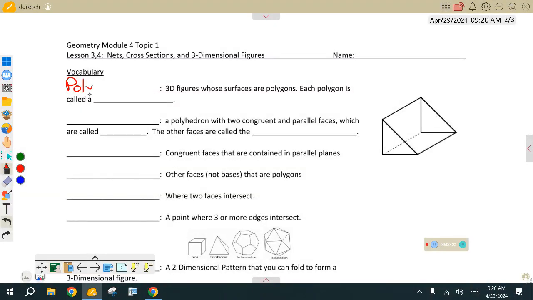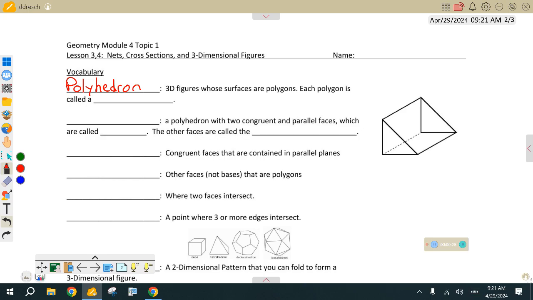Okay, a polyhedron. So a polyhedron is a 3D figure whose surfaces are all made up of polygons. And in my box of shapes I got here, I've got a variety of polyhedrons right here. So these polyhedrons, all these surfaces are made up of polygons.